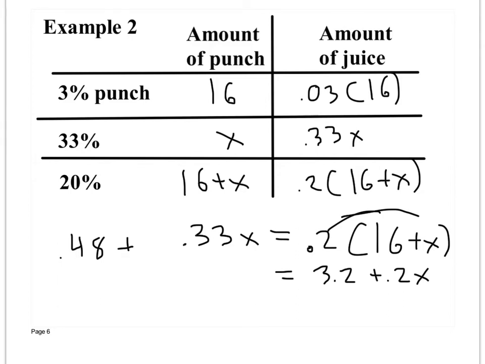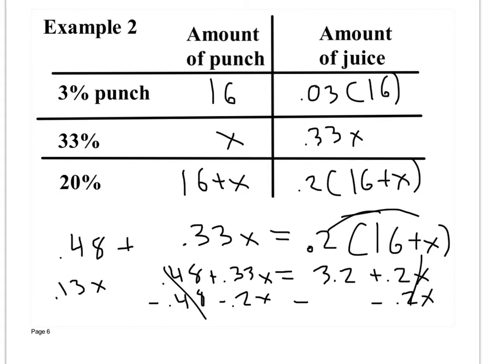So I drop all that down. 0.48 plus 0.33x. Now what do I want to do? I want to get x on the same side, so I subtract the smaller one. I'm going to subtract 0.2x. 0.33 minus 0.2 is 0.13x. I'm also in the same step, to save room, going to subtract 0.48 from both sides. And then I'm going to erase this, guys. You have it written down? Because I got to make some room.